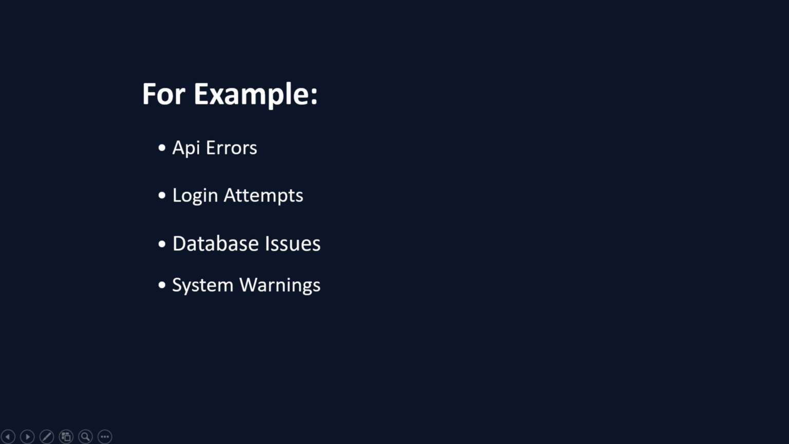For example, API errors, login attempts, database issues, system warnings. Without logging, debugging production issues becomes extremely difficult. For example, user logged in, API request failed, and database connection lost. These messages are stored inside log files.